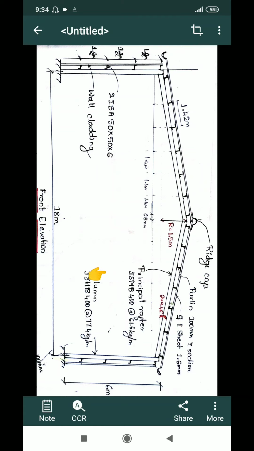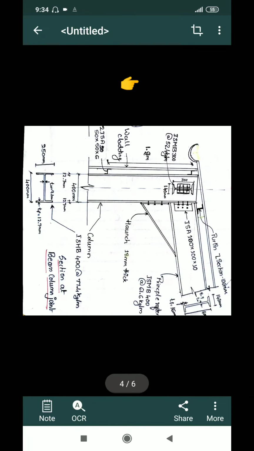This is how the elevation looks. Now let us see a junction of a beam and a column, how beams and columns are connected. So this is a principal rafter and this is a column, and this I section is a connecting beam which will run in the front and back direction.